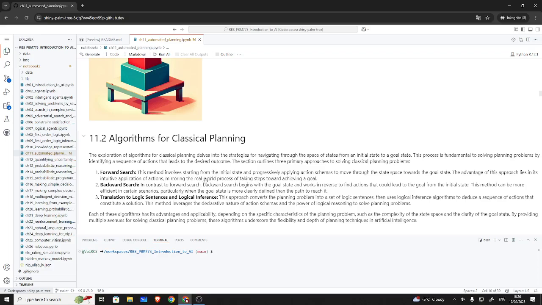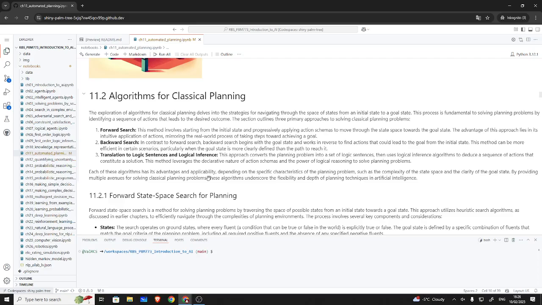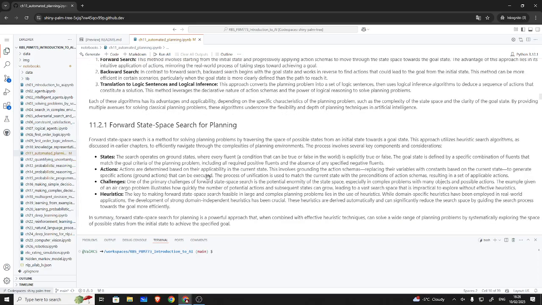So, kind of something we did in chapter 9, which is first order logic. So it's very closely related to that. Okay, so forward state search: you have something that's true or false, and the goal state is defined by a specific combination of truths. So actions, you know what we can do.